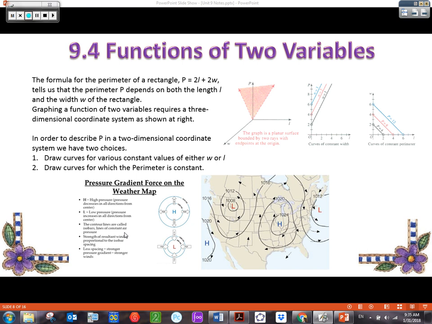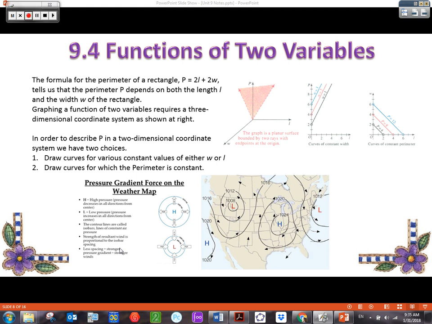Of air pressure. So all along this line, the air pressure is 1020. That's what those lines represent. They have that constant air pressure. The strength of the resultant wind is proportional to the isobar spacing.